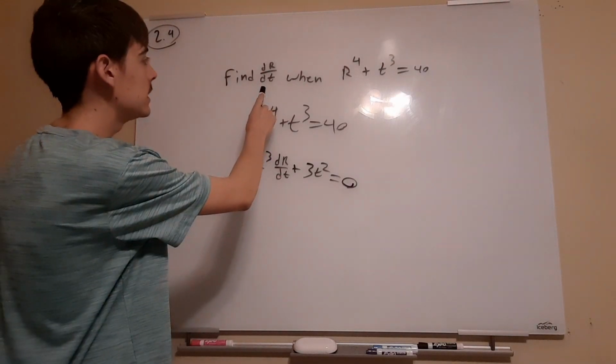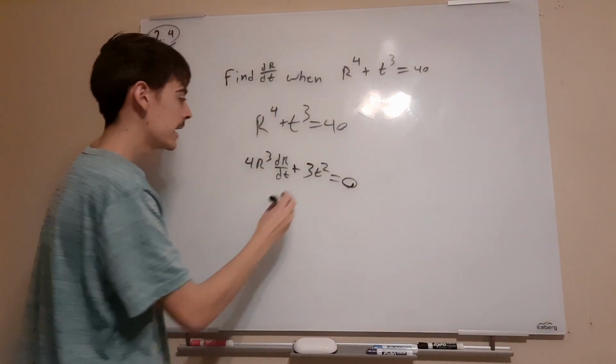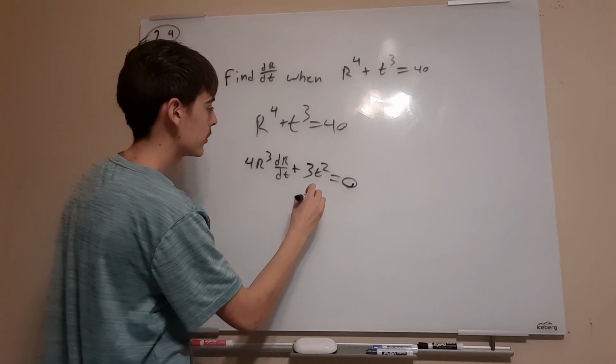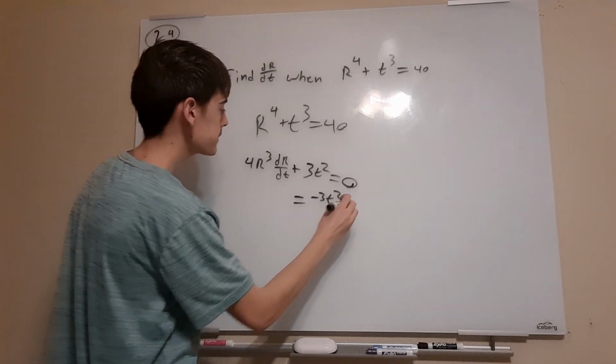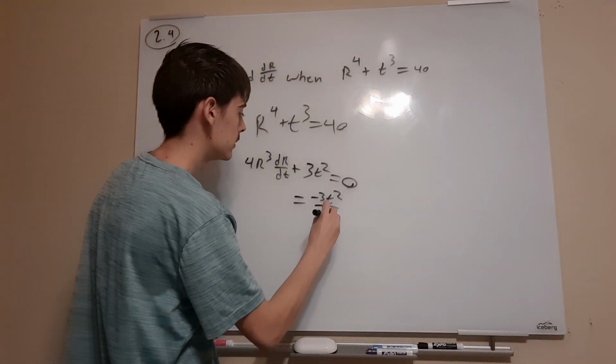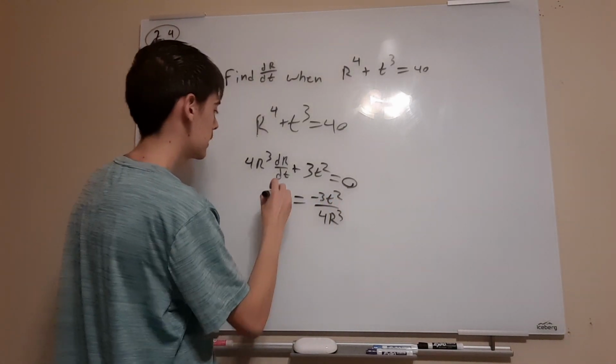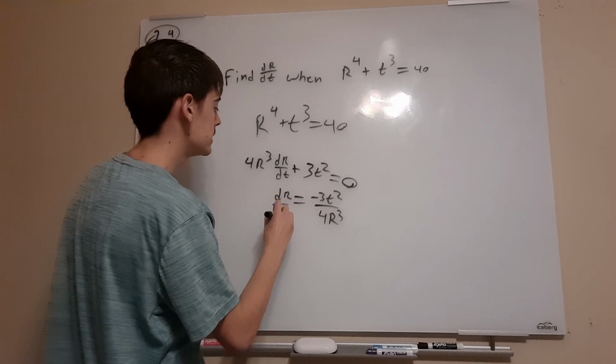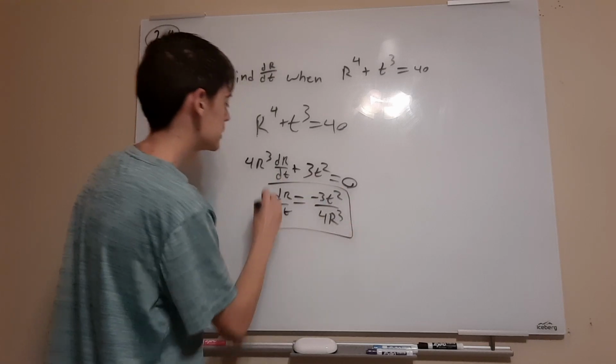And now we're finding dr dt, so we could just isolate that. So we're going to subtract 3t squared to the other side, then divide both sides by 4r cubed. And then that just isolates dr dt for us, and that is our answer.